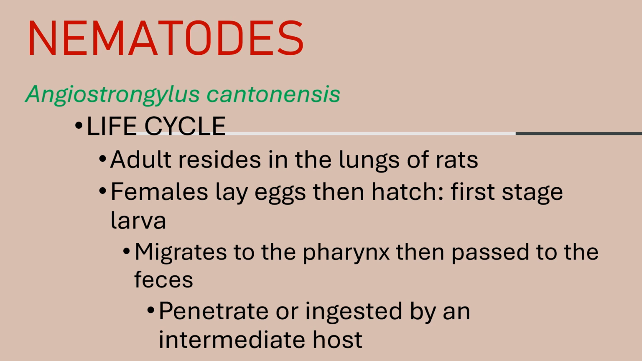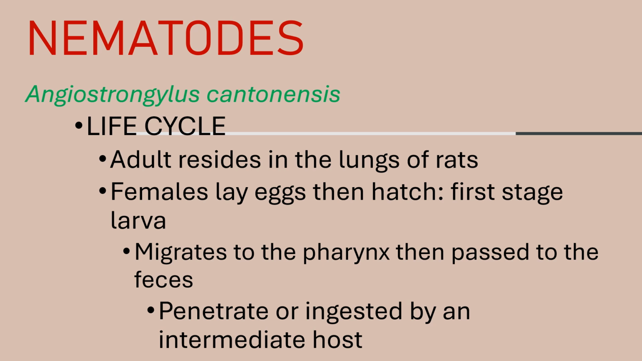What will happen then to the first stage larva? The first stage larva that is passed in the feces is ingested by the intermediate host. Your intermediate hosts here are the mollusks, your snails and slugs, the kuhol and the suso.